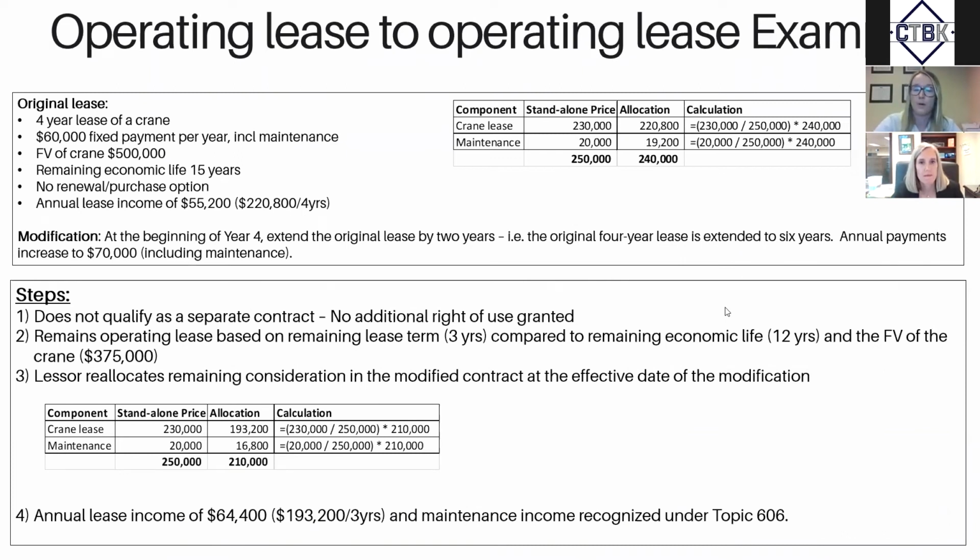So in this example, it's an operating lease that is going to remain an operating lease even after the modified terms. At the top here, you can see the original lease terms. It's a 4-year lease of a crane, and it was originally broken out into 2 components, one lease component and a non-lease component, being the maintenance. The allocation was performed, and then at the beginning of year 4, you have a modification that's going to extend the original lease by 2 years.